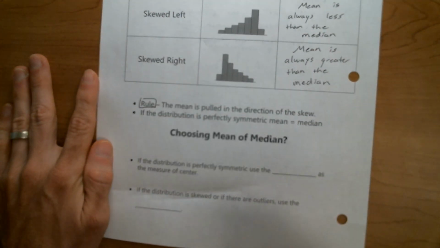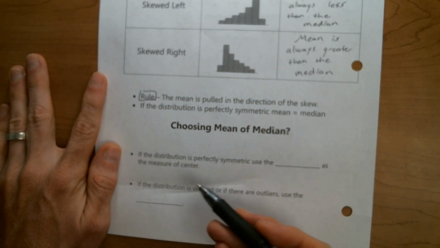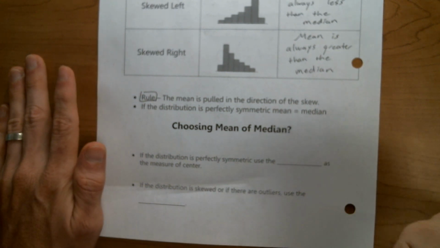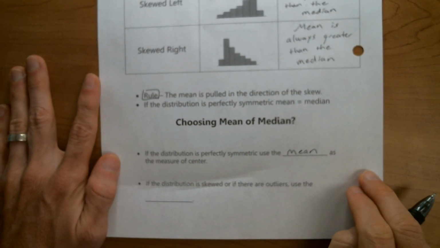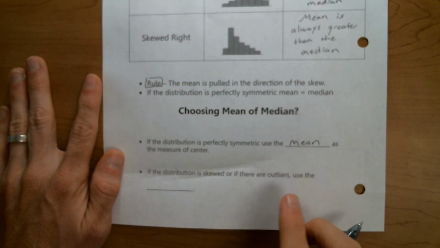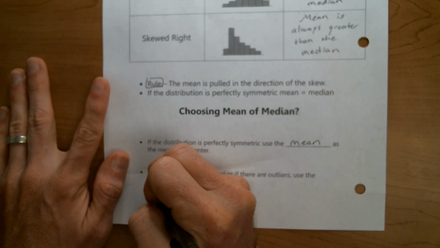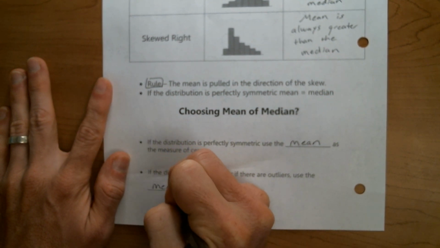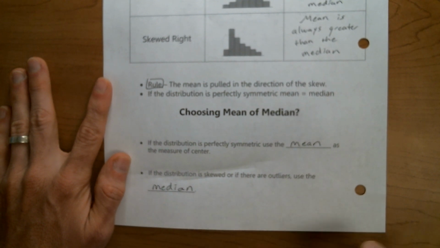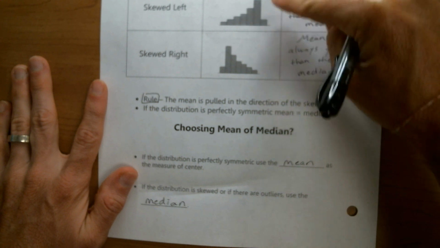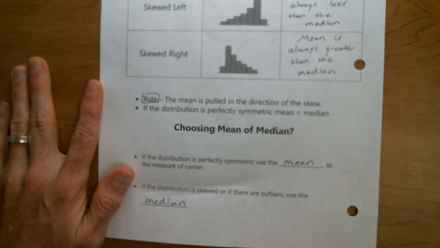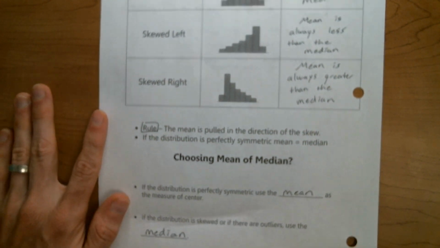And then again, this bottom part we've talked about before. If the distribution is perfectly symmetric or even mostly symmetric, we're going to use the mean as the measure of center. If the distribution is skewed or if there are outliers that could affect the mean, we're generally going to use the median. So again, this part is sort of recap, but this is sort of the new information that you need to internalize because there will be questions that pop up about this sort of stuff.